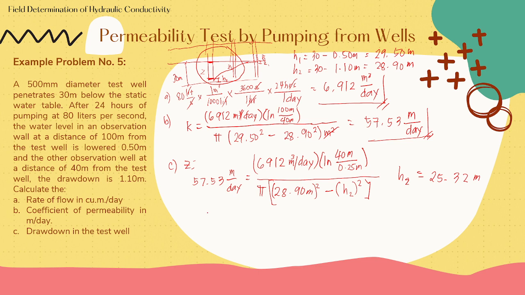And to get the drawdown, this is simply 30 meters minus 25.32. So this is equal to 4.68 meters.